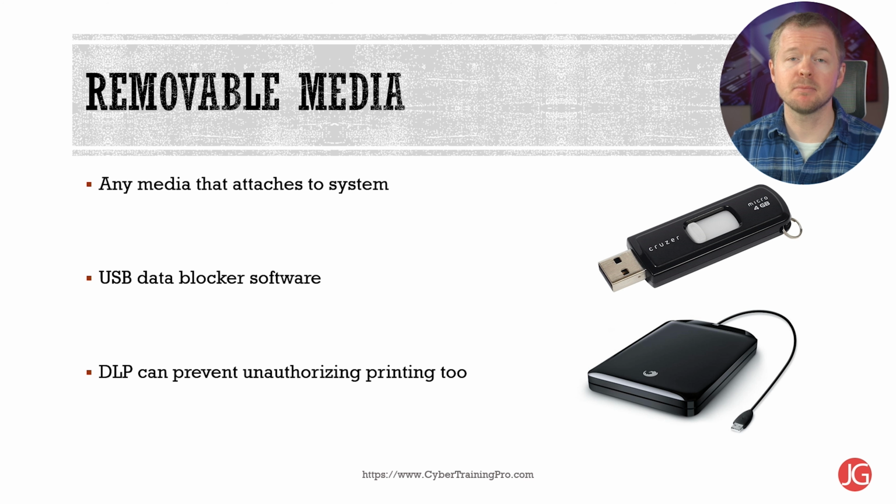This can also apply to mobile devices like cell phones that have storage capabilities. USB data blocker software and security policies can prevent the use of unauthorized removable media devices. DLP software can go even further and prevent unauthorized printing of documents with certain labels. All this software would generate audit events so that we can see when somebody's trying to download or upload data.